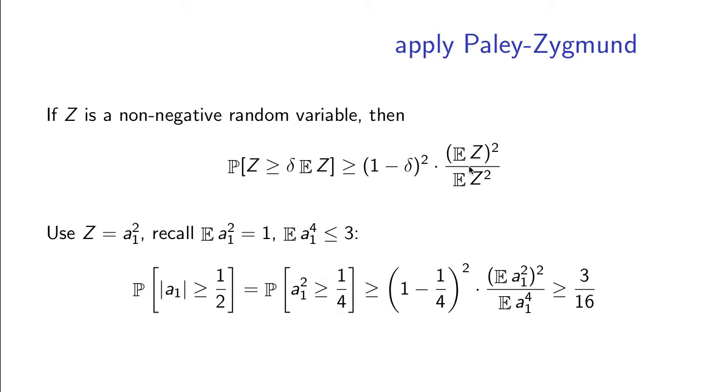Now let's apply this inequality where z is a1 squared. So this will be bigger than (1 minus, in this case, a quarter) all squared. And then we have to multiply by the expectation of this random variable, all squared, divided by the expectation of this random variable squared. Now the expectation of a1 squared, we computed it to be 1, and the expectation of a1 to the fourth, we computed it to be at most 3. So the whole thing is at least (3/4) all squared times 1/3, so that's at least 3/16.